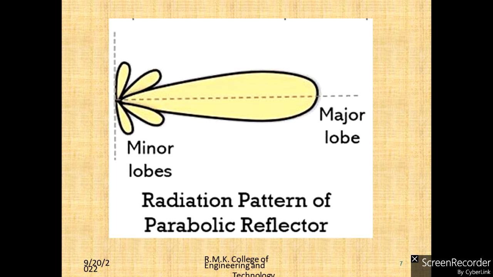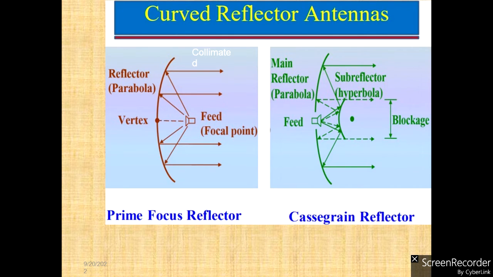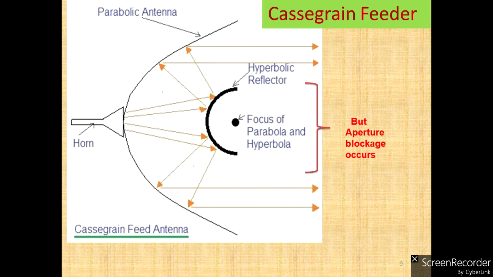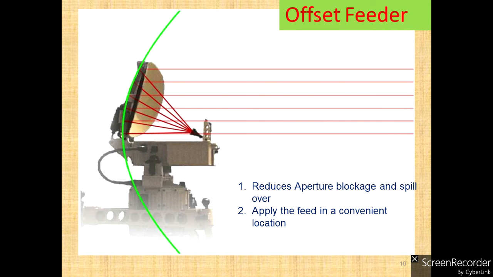Okay? And this is the radiation pattern of the parabolic reflector, where it has very good directivity with the minor lobes, right? And these are the curved reflector antennas which we have seen previously. Now, this is the Cassegrain feeder, right? In Cassegrain feeder we have one problem, the blockages, right? So in order to avoid blockages, we go with the offset feed, right? So we go with the offset feed to avoid the blockages and also the spillover, right?